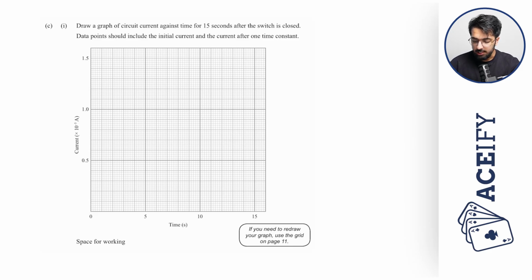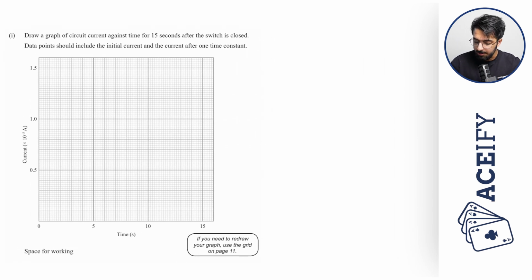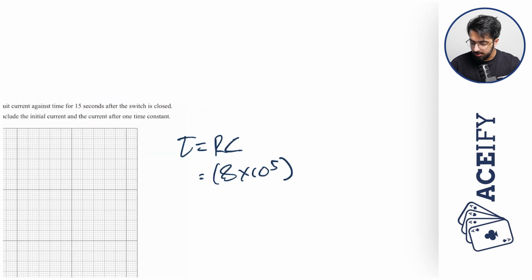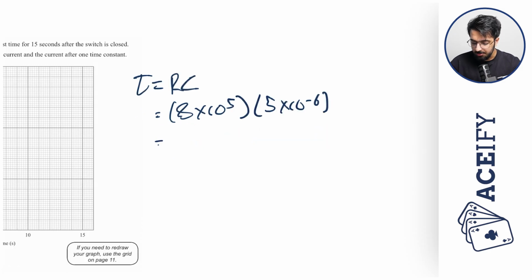Data points should include the initial current and the current after one time constant. Alright, so firstly, we need to calculate our time constant. We know that our time constant for an RC circuit is equal to the resistance times the capacitance. Our resistance value is 8 times 10 to the 5, and our capacitance value was 5 times 10 to the negative 6, okay? And this gives a time constant of 4 seconds, okay?